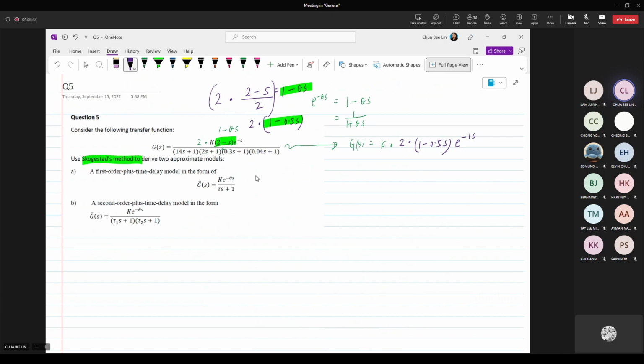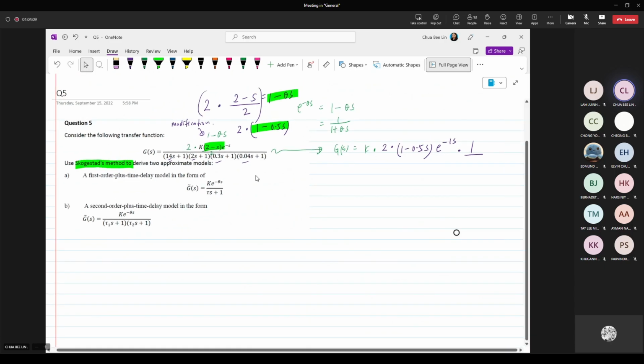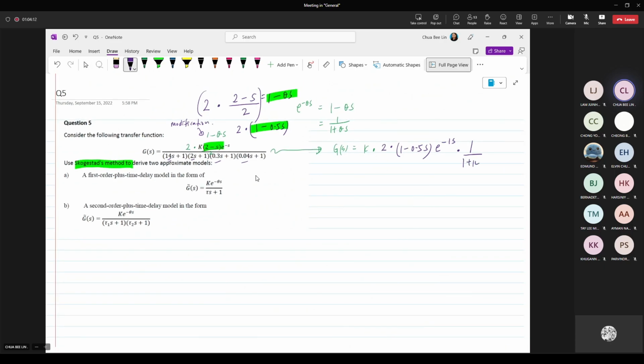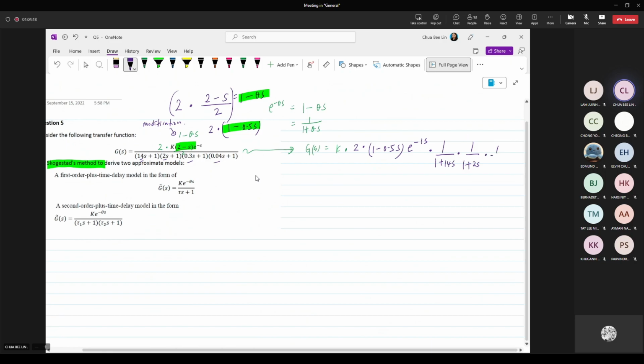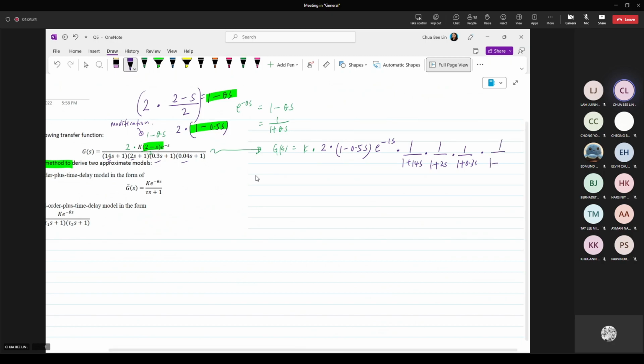So here you have to do modification. Change a bit. Okay, 1 minus 0.5 e negative 1s. Then over, okay, don't over, you have to make sure you expand the equation. So multiply with 1 over, arrange from the biggest tau: 14, 2, 0.3, oh, okay, 0.04. It is already arranged. So the biggest tau was 1 plus 14s, multiply with 1 over 1 plus 2s, multiply with 1 over 1 plus 0.3s, multiply with 1 over 1 plus 0.04s.